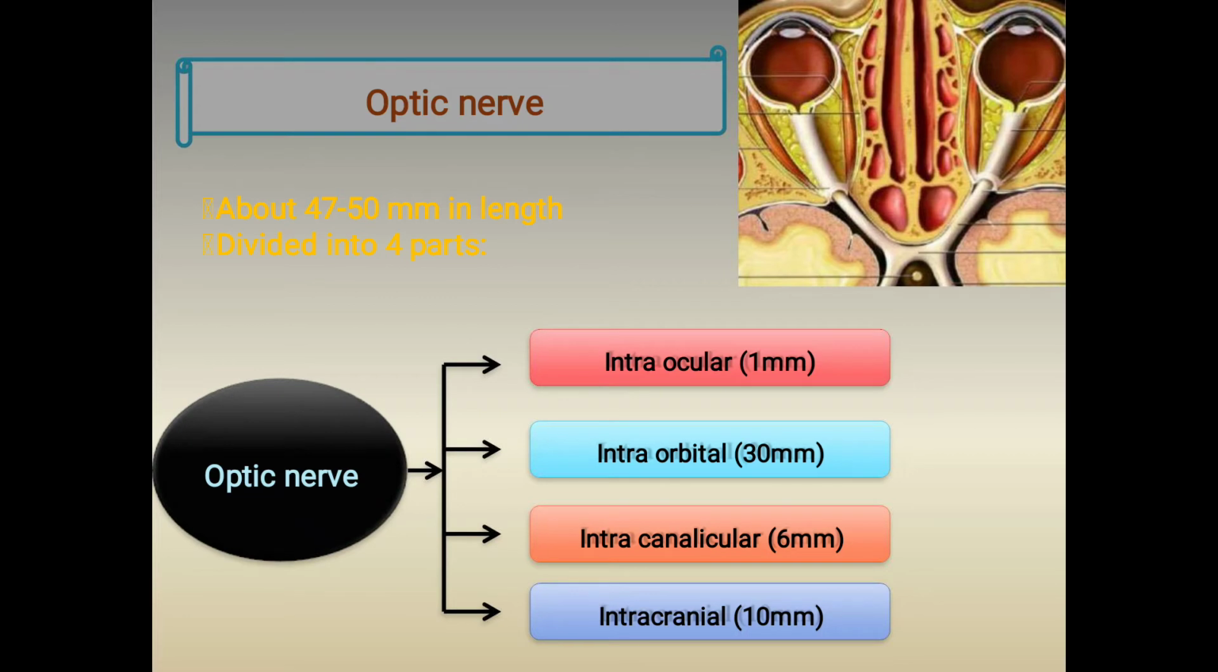The optic nerve is the second cranial nerve, as you all know. It is made up of axons of ganglion cells of the retina, and it is strictly not a nerve, but a part of the tract of the brain. It is about 47 to 50 millimeters in length, and it is divided into four parts. The part inside the eye is called the intraocular part, then the part inside the orbit is the intraorbital part, and then it passes through the optic foramen, which is the intracanalicular part, and the part inside the brain is called the intracranial part.